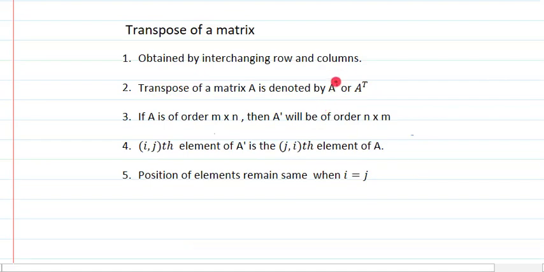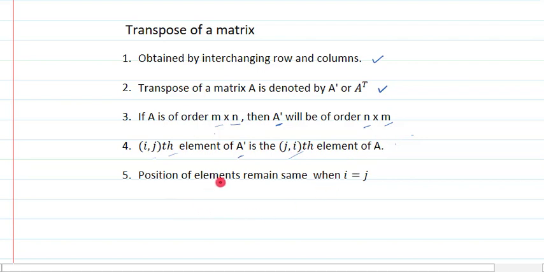Now let us observe some important points on transpose of matrix. Number 1, it is obtained by interchanging rows and columns. Number 2, transpose of matrix A is either denoted by A dash or A power T, means A transpose. Number 3, if A is a matrix of order m by n, then A dash will be of order n by m. Fourth point is ijth element of A transpose becomes jith element of A.